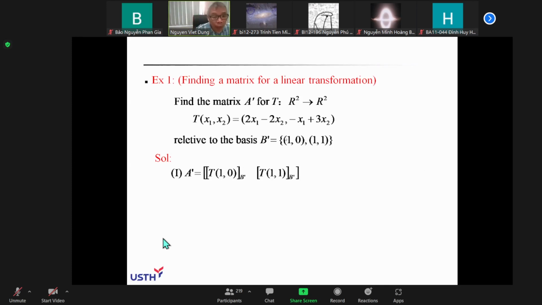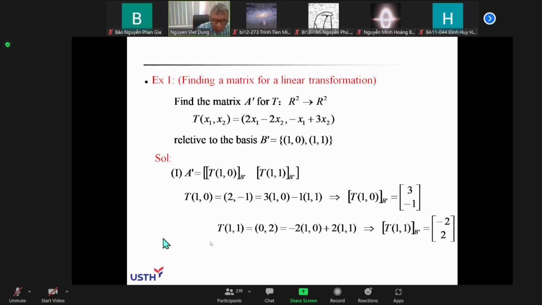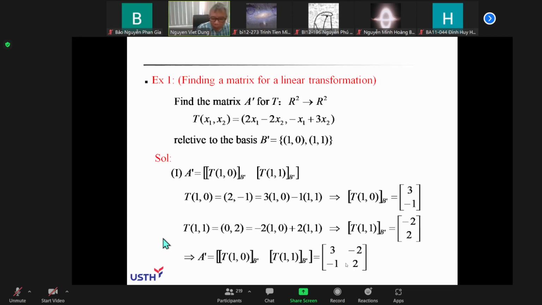You only need to find T of the first vector, T of the second vector, and then you put them together, you get the matrix. T of the first one will be here. T will be that one, and we express that in the basis B prime. You get that one, and for the second one, we do similarly. We get that one. So we have two columns. Put them together, you get A prime to be that one.